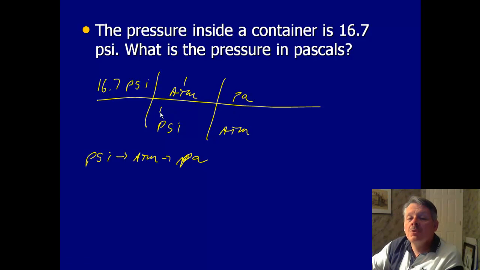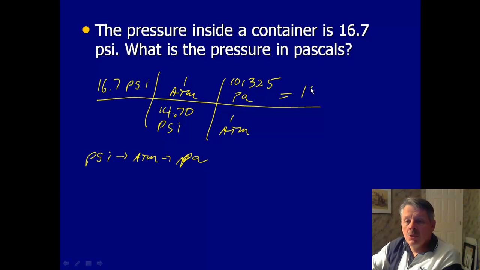And 1 atmosphere is 14.70 psi, and 1 atmosphere is 101,325 pascals. When we multiply this out, we get 115,110 and so on. Well, again, we have to round to 3 sig figs, so this is going to be 115,000 pascals.